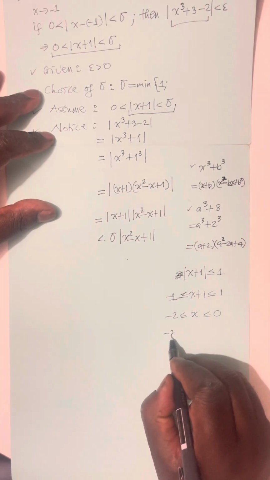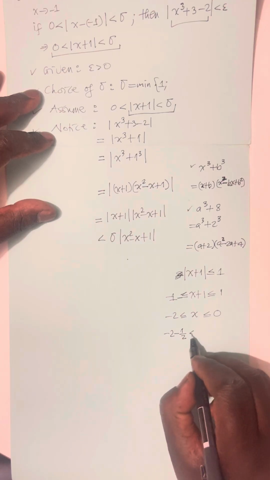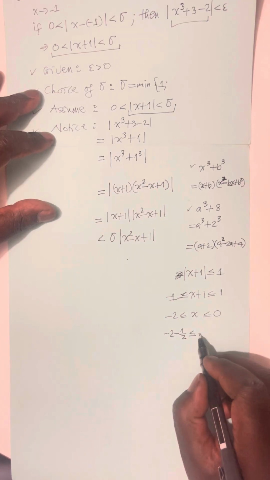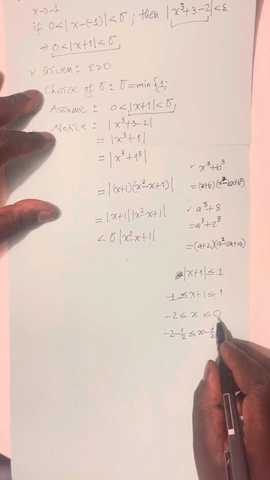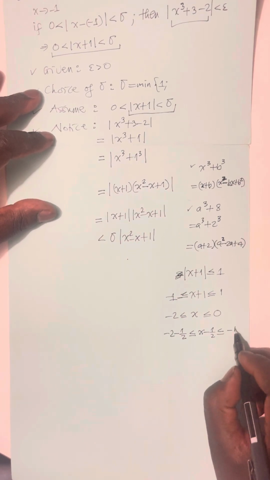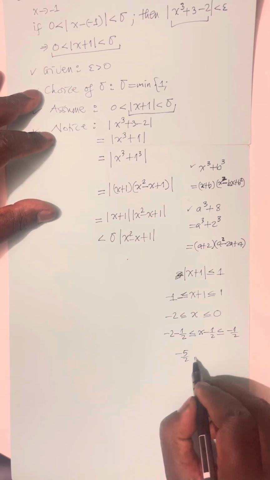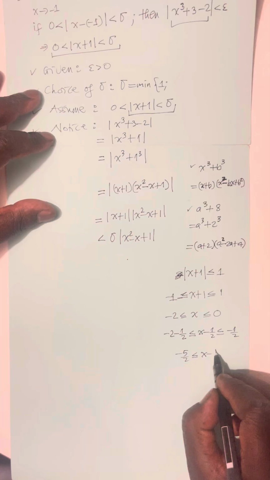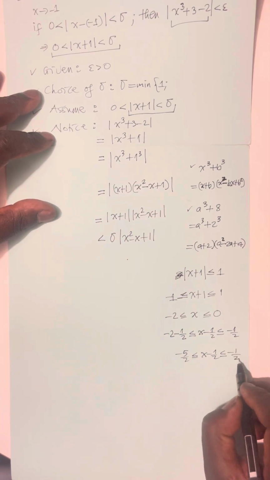So you have minus 2 plus minus half, which is minus 5 over 2, is less than or equal to x plus minus half, which is just x minus half, less than or equal to 0 plus minus half, which is just minus half. So minus 5 over 2 is less than or equal to x minus half, which is less than or equal to minus half.